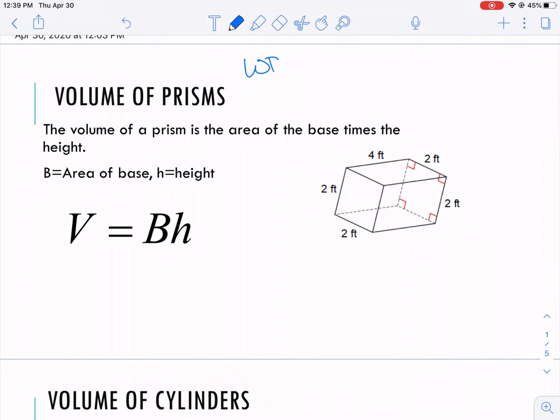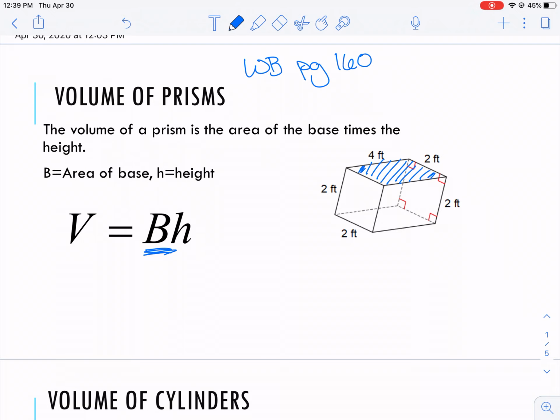So again, all of these are on workbook page 160 and on Schoology. So to find the volume of a prism, there's multiple types of prisms: triangular prisms, rectangular prisms, hexagonal prisms, right? Any type of shape can become a prism. We do this: capital B stands for area of the base. So if I were to look at this right here, it is a rectangular prism. Here's my base, okay? It's either on the top or the bottom.